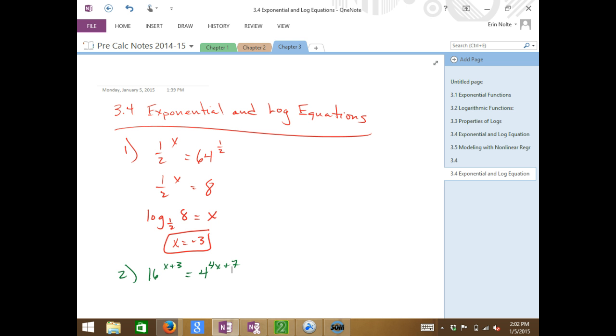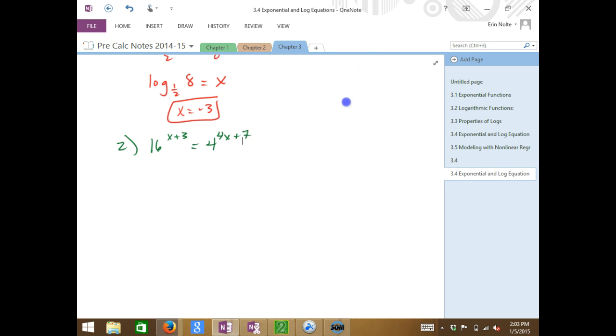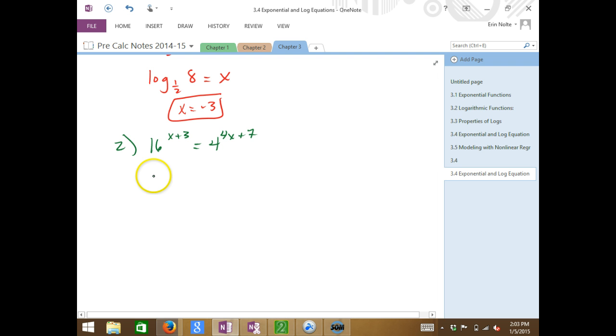Okay, so what I'm going to do here is I'm going to manipulate the bases so they have the same base. So if I look at the two bases, I have a 16 and I have a 4. Can I manipulate one of those two so it becomes the same base? Multiply 4 times 4. Okay, so 16 is the same as 4 to the second power. So I can rewrite 16 as 4 squared.